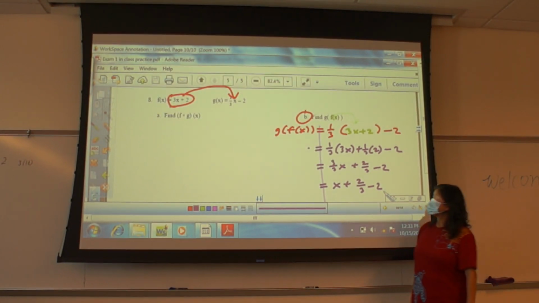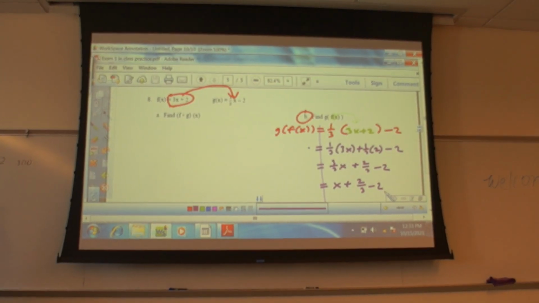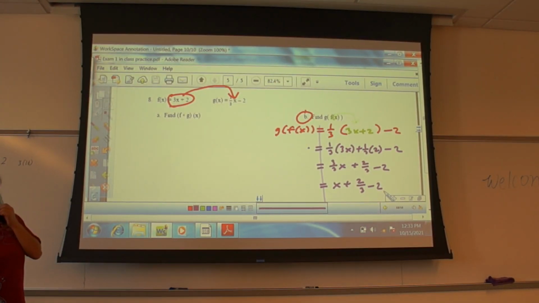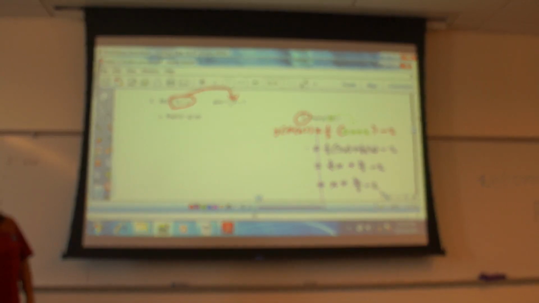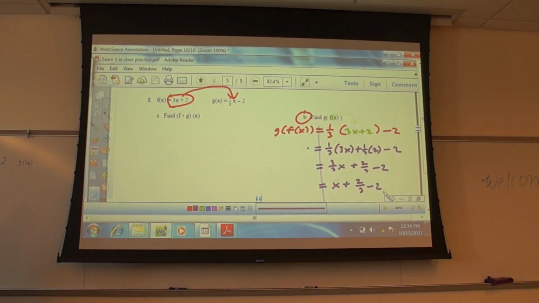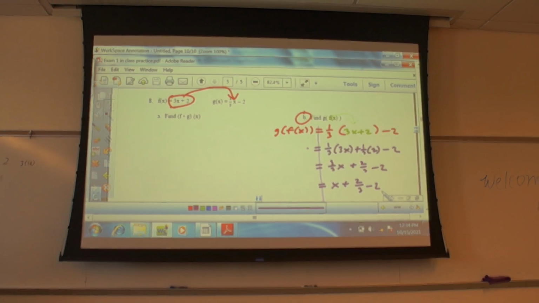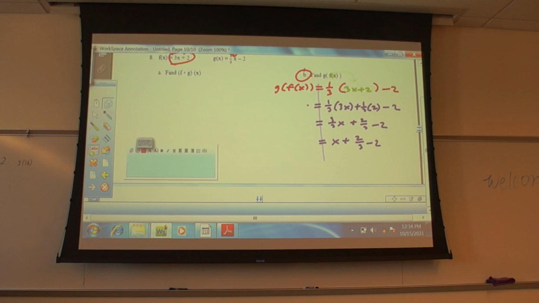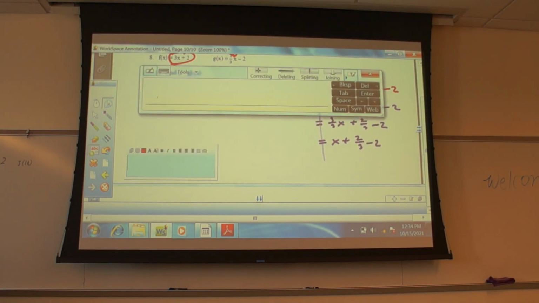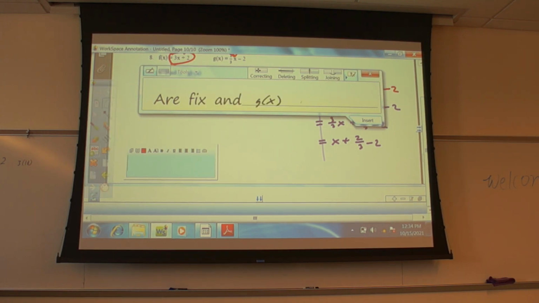Good. All right, so the question is, let me ask you guys this. On your exam, I might ask you to say, are these inverses of one another or not? So that's the question at hand. Are these inverses? So everyone, write down your answer. Are these inverses or not? Are f of x and g of x inverses?